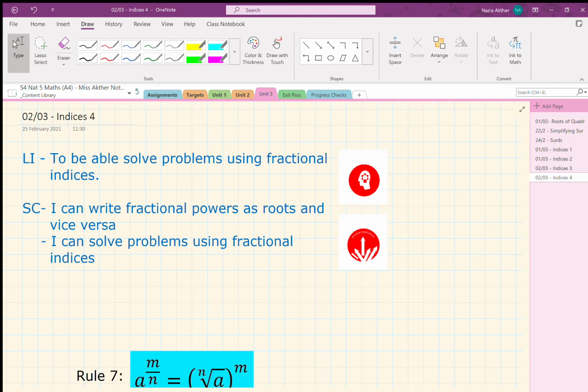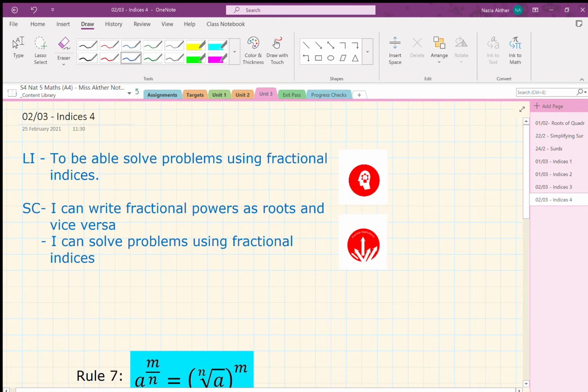Hello everyone, so in this video we are going to look at how to solve problems using fractional indices. So that's when you've got powers which are fractions. By the end of this video you'll understand how to write fractional powers as roots and vice versa, and we need this to be able to solve problems using fractional indices.